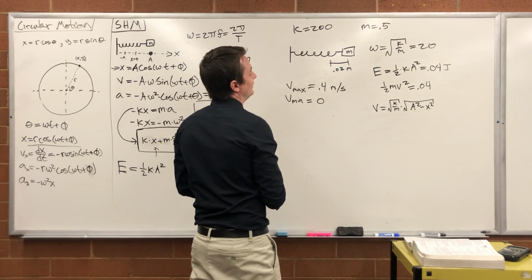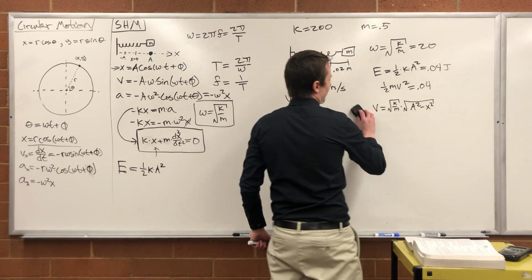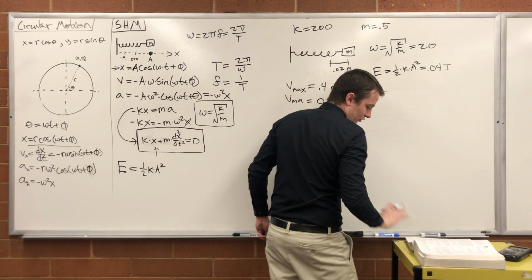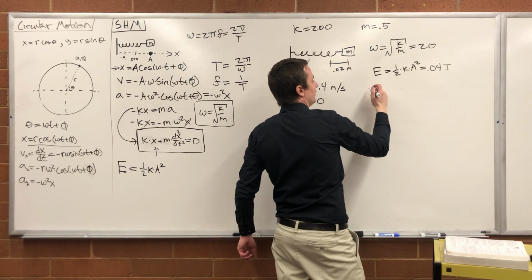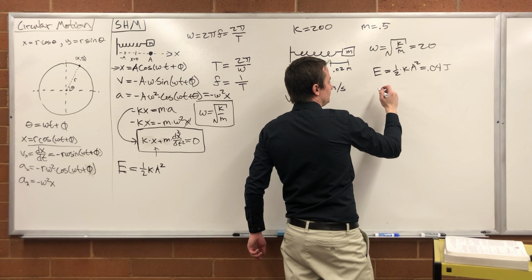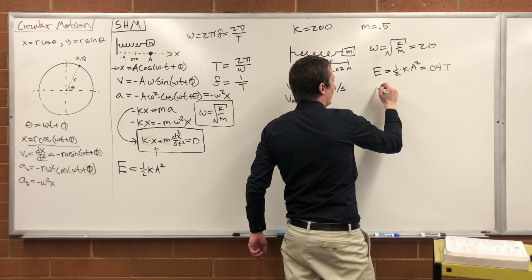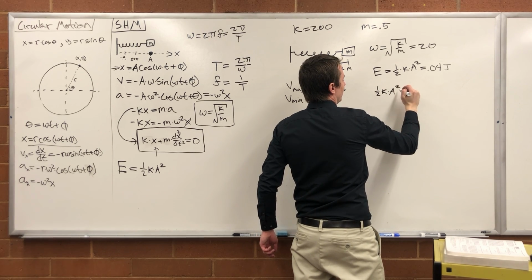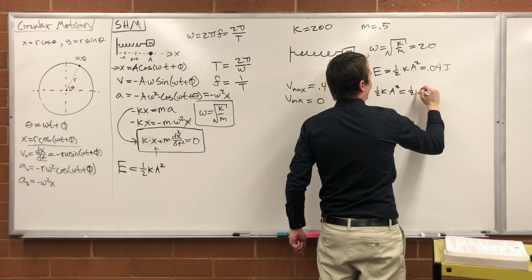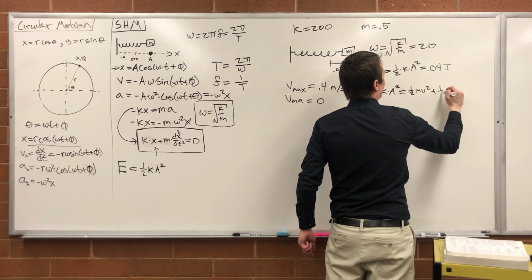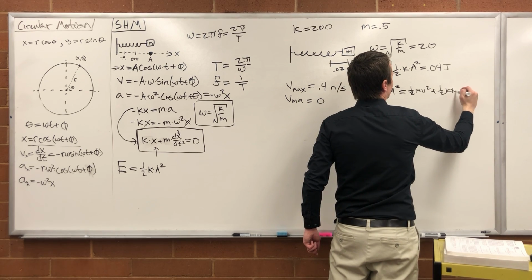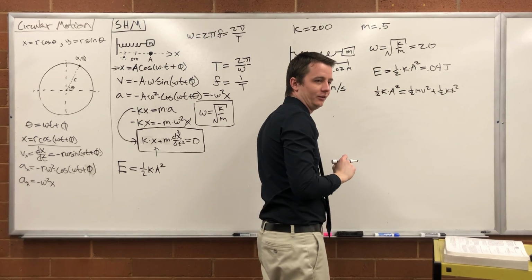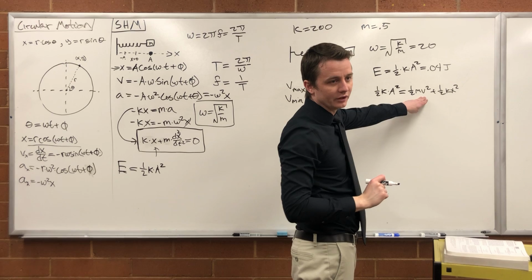Oh, I know what they did. They didn't short circuit it. So, we want to do it the way that they did it, just in case you go back to this problem in the book and you're getting stuck. They're saying that 1/2 K times A squared is equal to 1/2 MV squared plus 1/2 KX squared. Total energy is equal to kinetic energy plus potential energy. And then they solved for V from this equation.